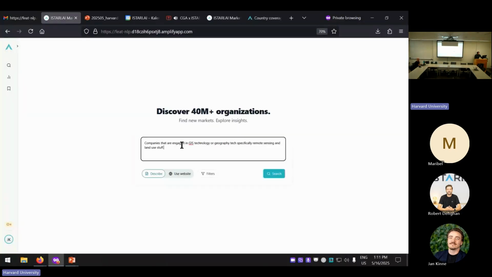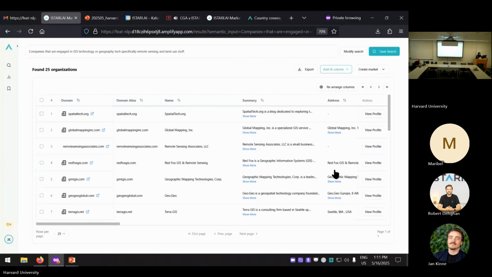So what we can do now, I typed in companies that are engaged in GIS technology and geography tech, specifically remote sensing and land use stuff. So let's just search for that. Hope that everything works. What it does currently is it will only give you back in this version the 25 top hits. But that's only the case because we're using this similarity search right now, and this is the preview version.